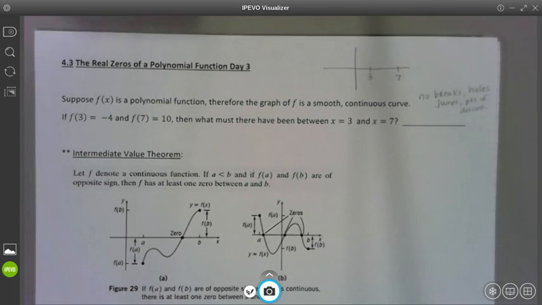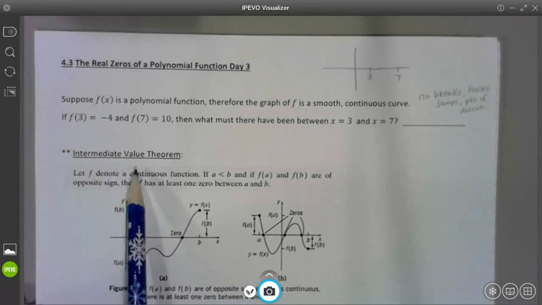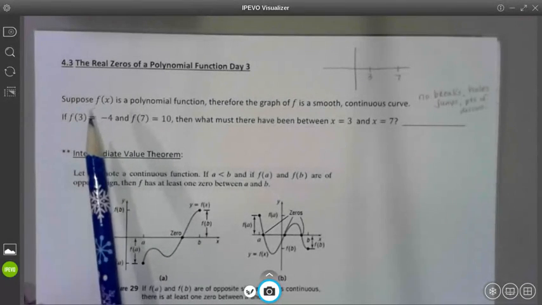Hey guys, here is the last of your notes on section 4.3, day 3. The last thing we have to cover is one more theorem, and luckily it's a pretty easy theorem that we have left to cover, and it's kind of common sense. So it is the intermediate value theorem, but before we get to it, let's think about something.